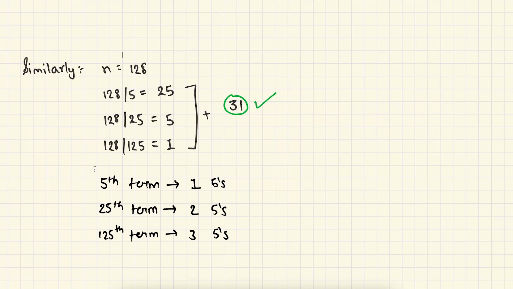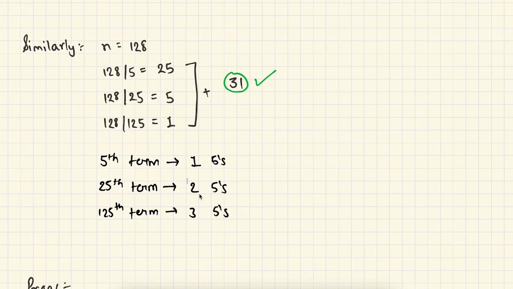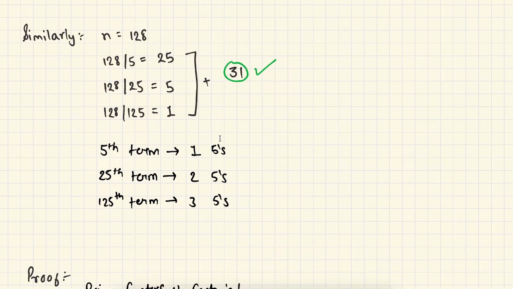Because in 128, every fifth term is contributing one 5, correct? So how many 25th terms are there in 128? There are 5 25th terms, okay? And how many 125th terms in 128? There is only 1, because 125 and then it comes 128, so there is only one 125th term in 128. So this is how we calculate the number of trailing zeros in any factorial.